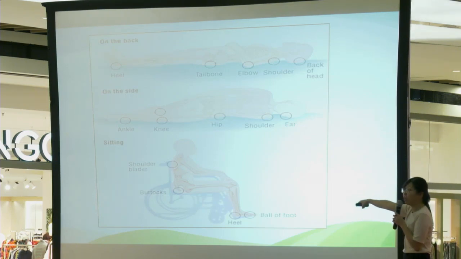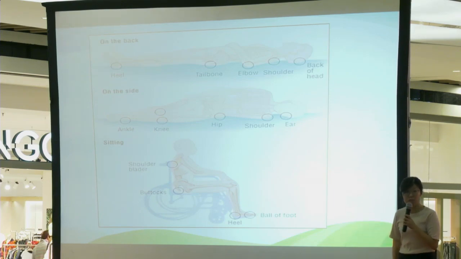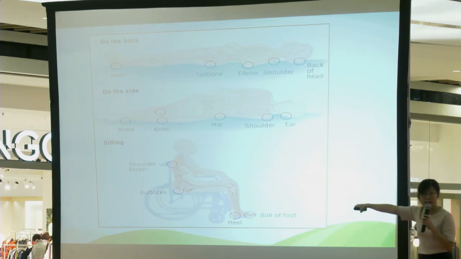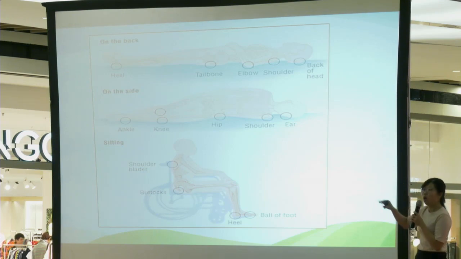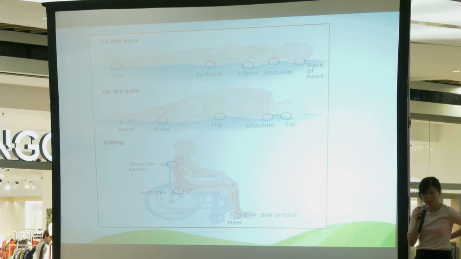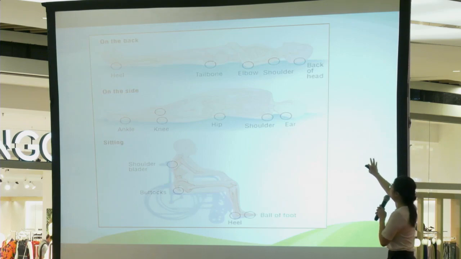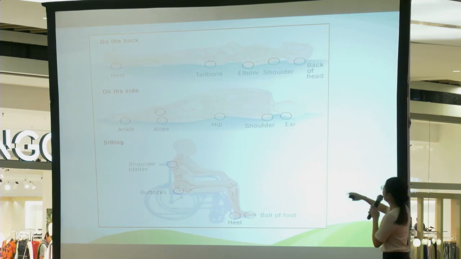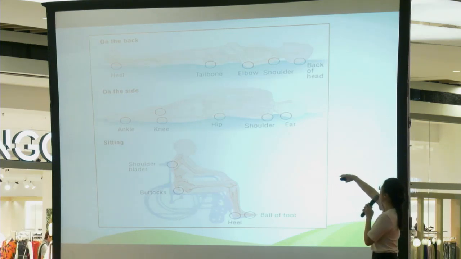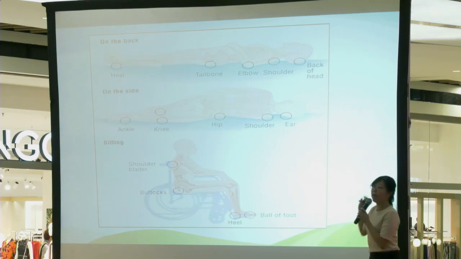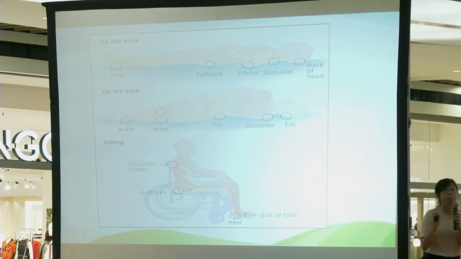Lastly, you can still move the patient to sit on the wheelchair. On different sides, the common pressure points are different. As you can see, lying on the back, we always have to check the heel, the tailbone, the elbow, the shoulder, and the back of the head. These are the common pressure points.